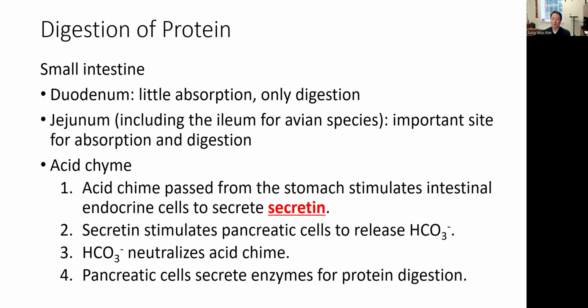And this bicarbonate will neutralize the acid chyme that came from the stomach, so the digesta in the lumen of the duodenum will be neutralized thanks to the secretin here. And the pancreatic cells will also secrete digestive enzymes to initiate the protein digestion.